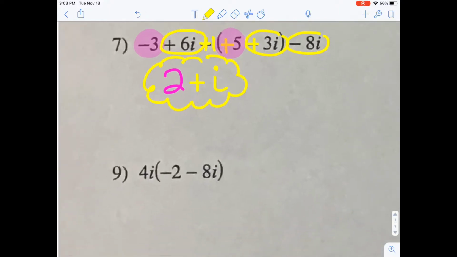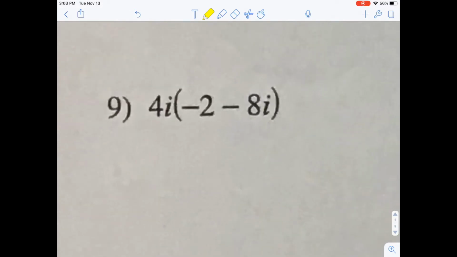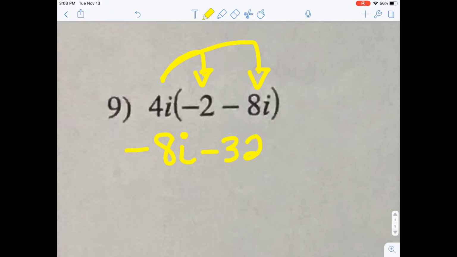But let's get down to some multiplying here. So when we multiply, we're going to do 4i times 2. So you're going to do 4 times -2. I'm sorry, that would be -8. Bring down the i. Now we'll do 4 times -8. That is -32. But i times i is i squared.